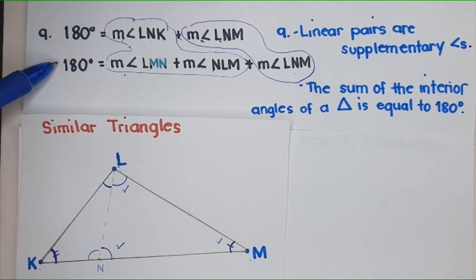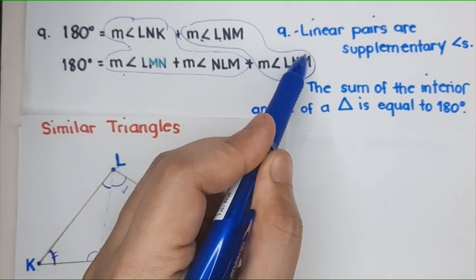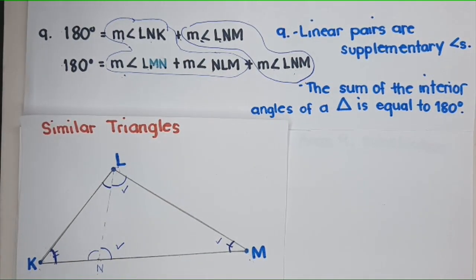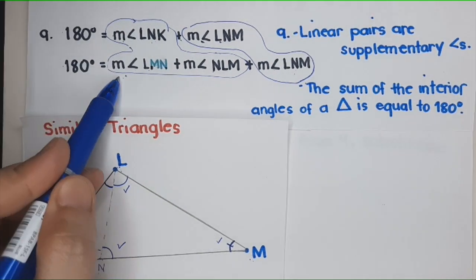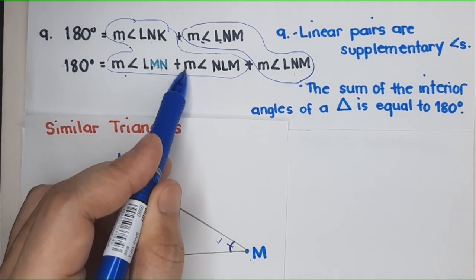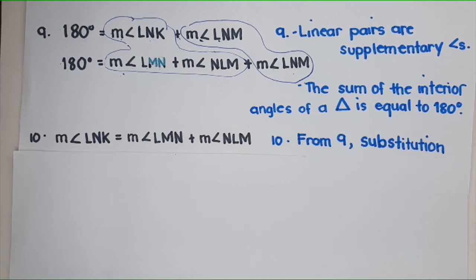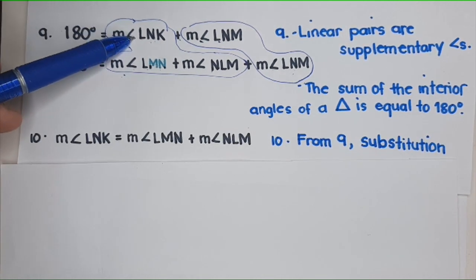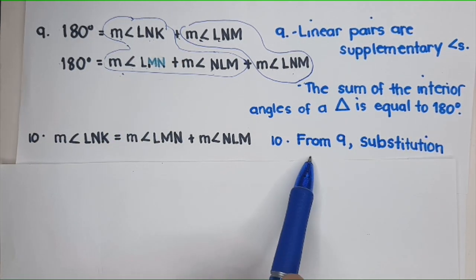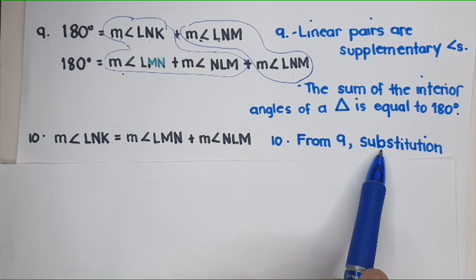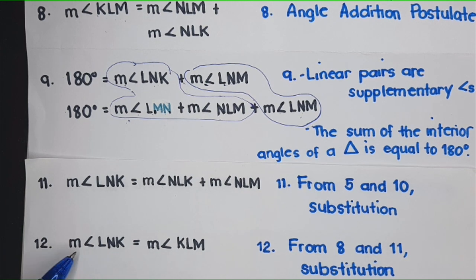You equate these two, kasi di ba equal yan sa 180 degrees. You equate these two, tapos magka-cancel out ang measure of angle L and M. And then you'll have measure of angle LNK is equal to measure of angle LMN plus measure of angle NLM. Let me write that as our 10th statement here. Okay? This angle measure is equal to the sum of these two angle measures. Okay? From statement number 9, we use substitution. Alright? Okay, let's continue. Now, this is our next statement.